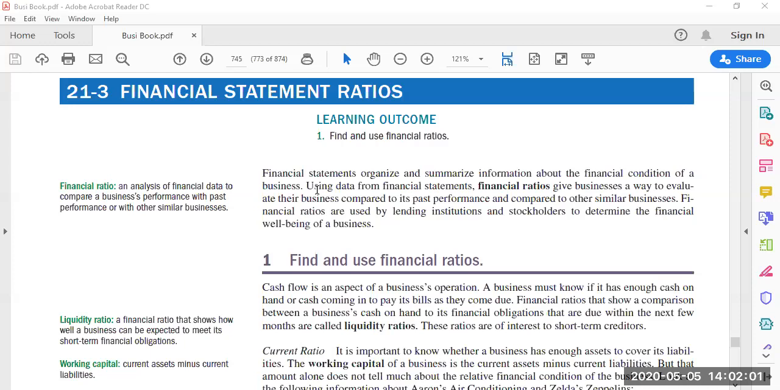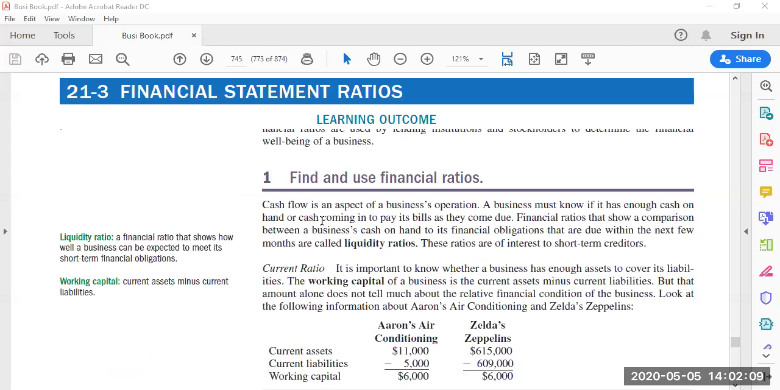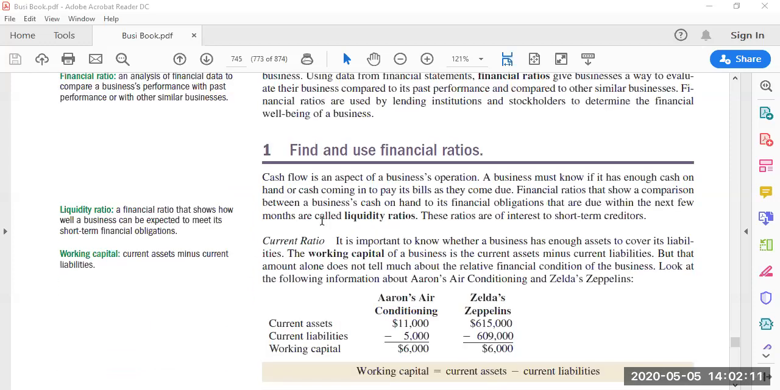So how do we find and use financial ratios? There are several different financial ratios that companies use regularly to help them understand where they are, how they are performing, and how they compare to other companies in their sector. So the first ratio that we will look at is called the liquidity ratio.